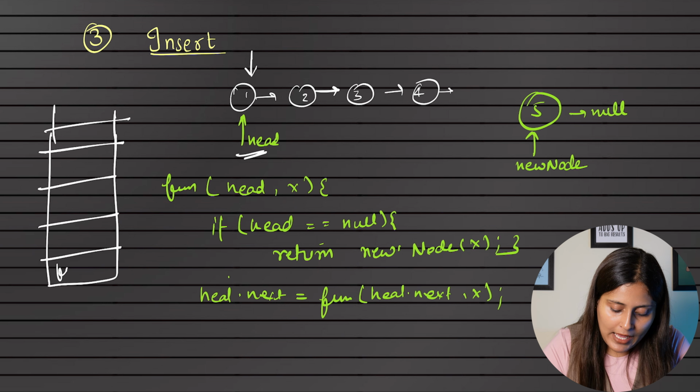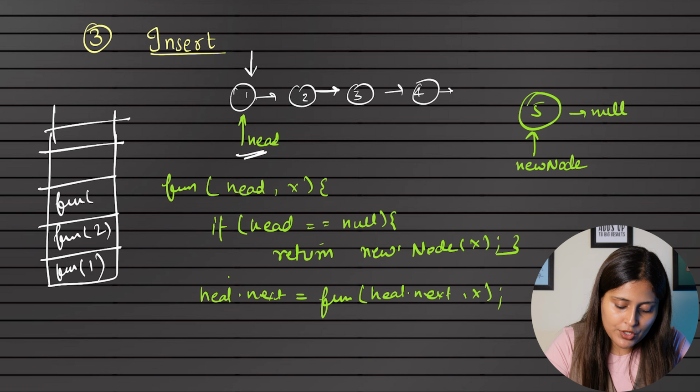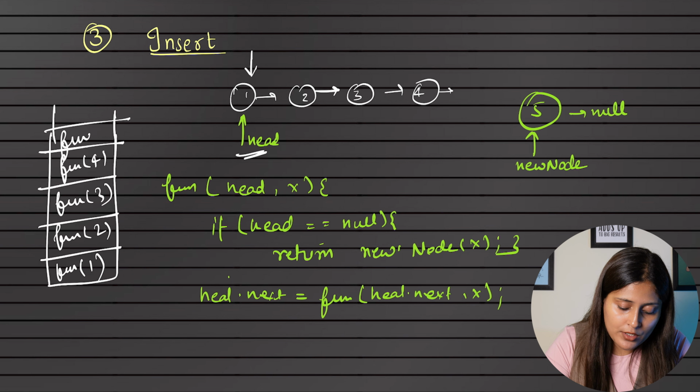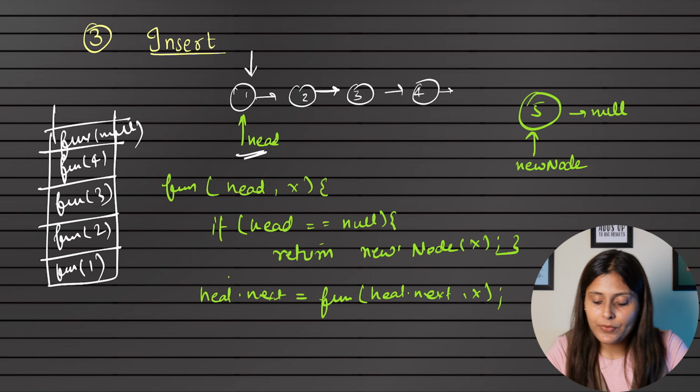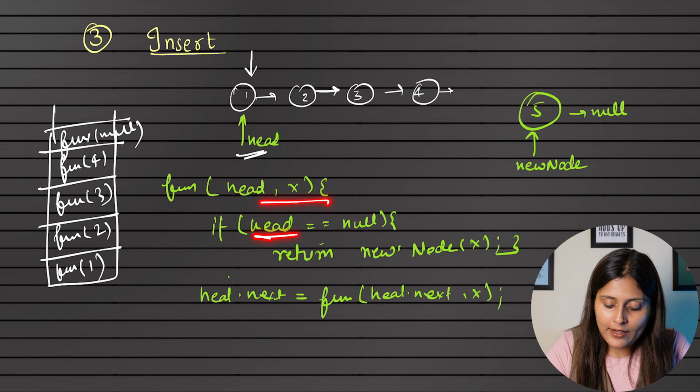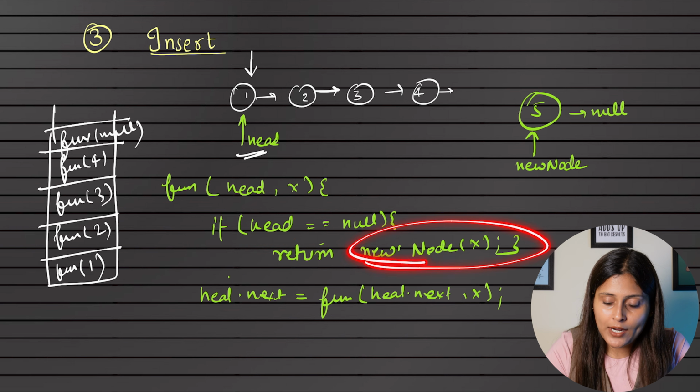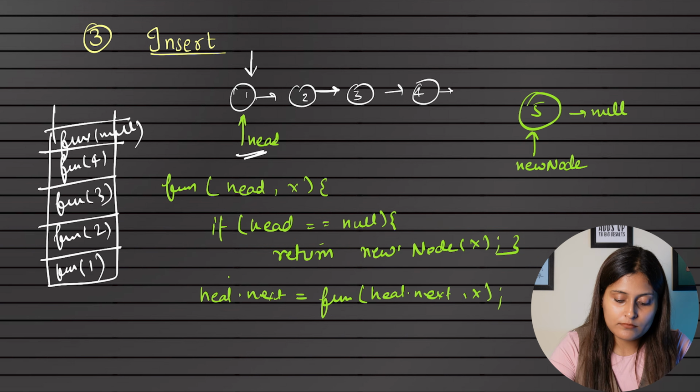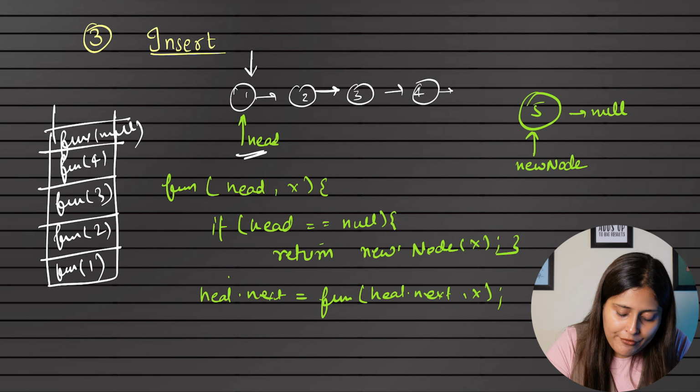So initially we will have function. In function we have head, let's say 1. Next time we will have function 2. Next time we will have function 3. Next time we will have function 4. Next time we will have function for null. Can I say? So when I have head null, I am creating a new node, I am returning it. So what we will do, we will return this 5 here.